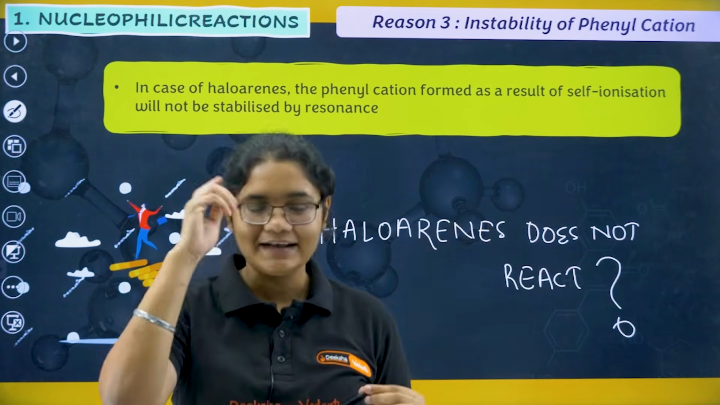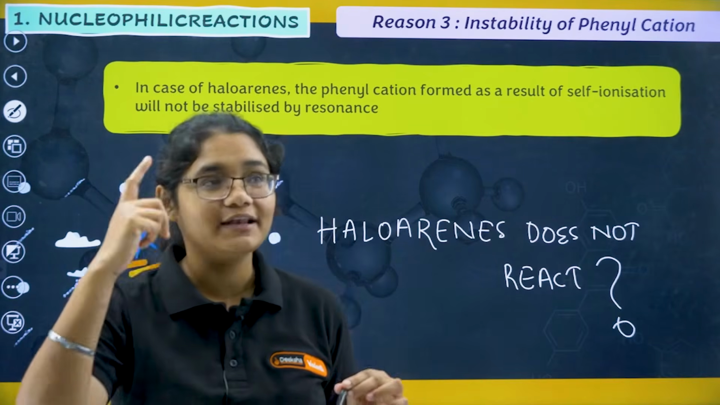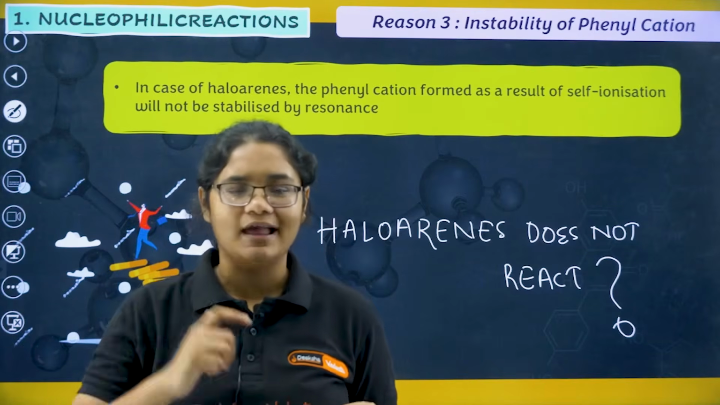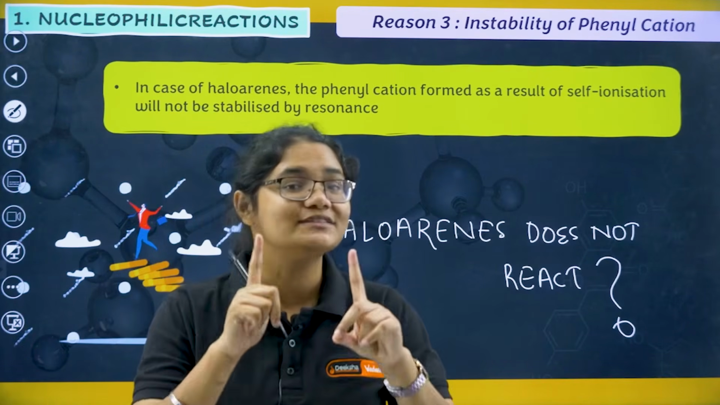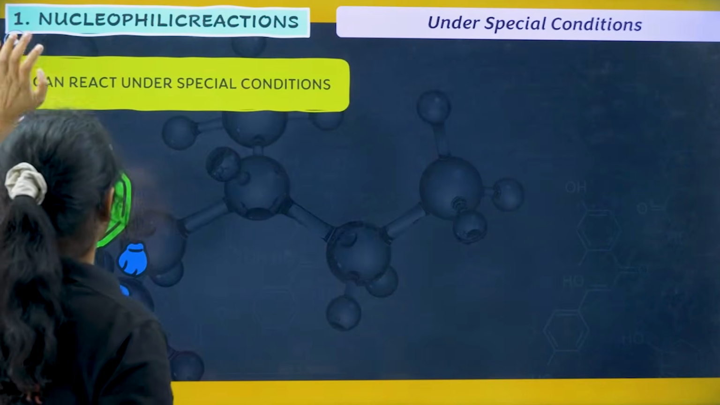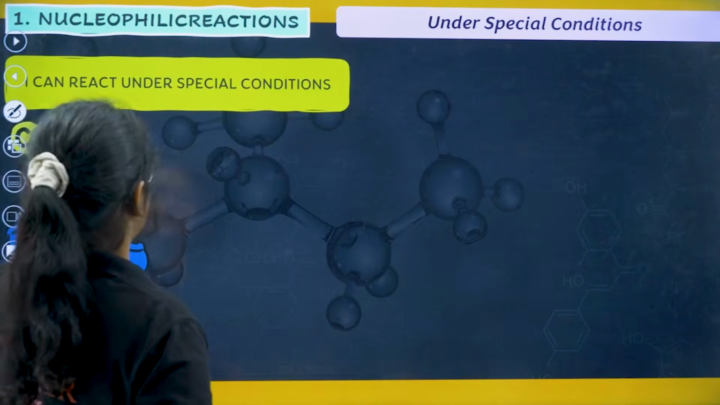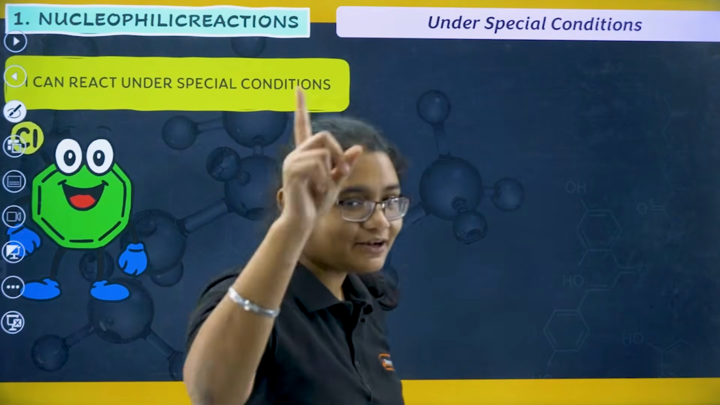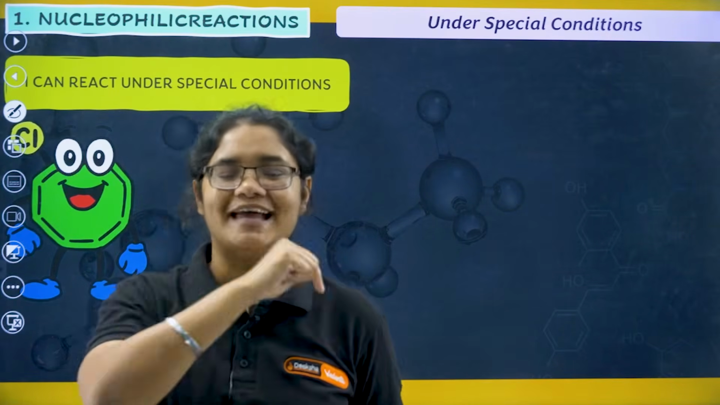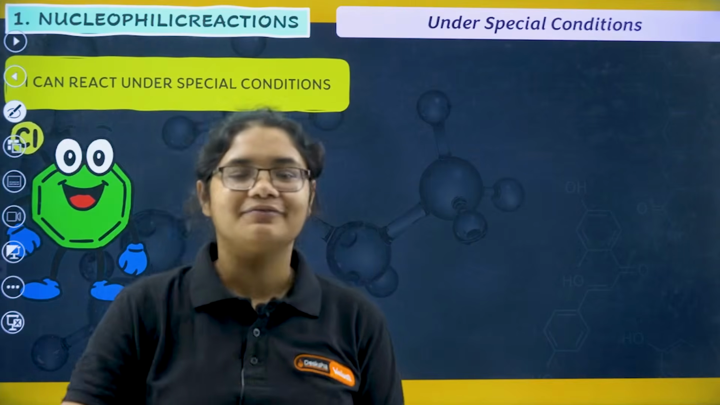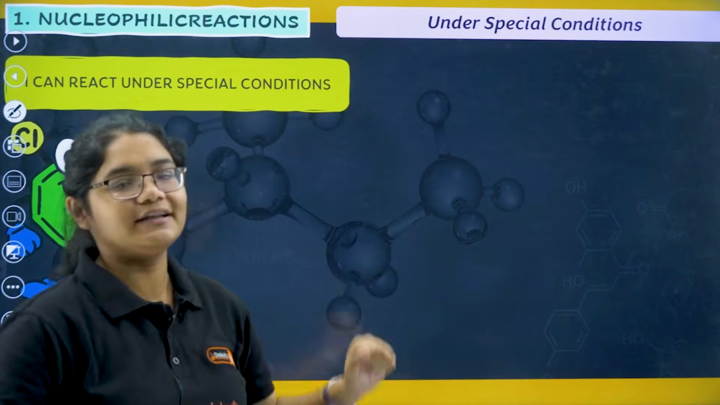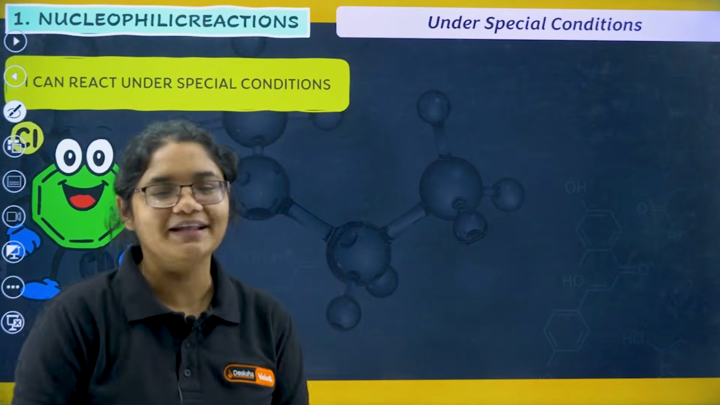So thinking that there is something special, then haloarene started using his brain. How can I react with nucleophiles? Then he found something that we will understand in the next segment. So here again we have our cute little chlorobenzene who says that no, I will not accept my defeat from haloalkanes. Okay, I am also as much powerful as haloalkanes. I can react with nucleophiles, but there should be some special conditions under which I can react with nucleophiles.